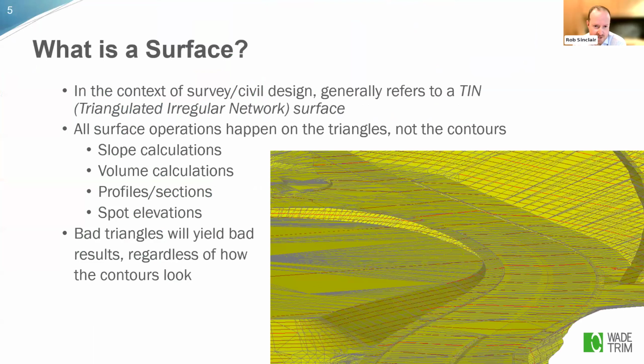I think most everybody knows what a surface is, but I wanted to lay the foundation here. In the context of survey and civil design, a surface generally refers to a TIN, which is a triangulated irregular network surface. The important point I want to make here is all surface operations happen on the triangulation, those TIN lines. So if you have bad triangulation, you're going to get bad results. The underlying data that makes up that surface has to be good, and we're going to talk a little bit about that.